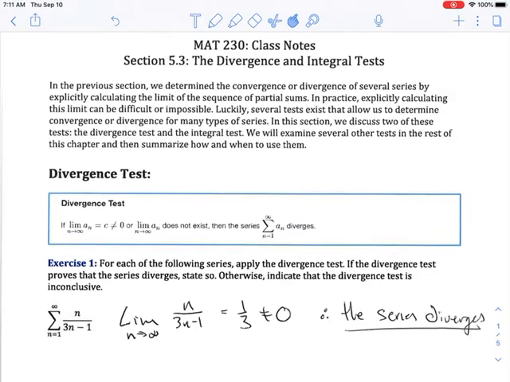Welcome to the Divergence and Integral Tests, section 5.3.